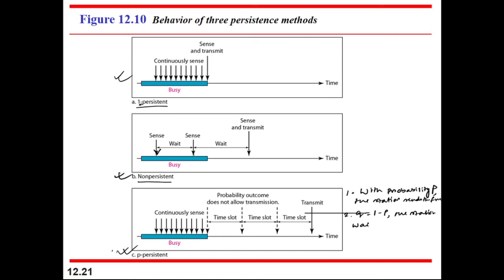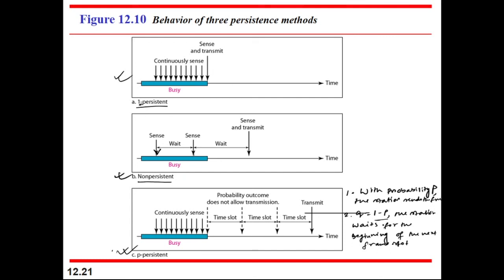waits for the beginning of the next frame slot. The station waits for 1 minus p amount of time. Okay, with probability 1 minus p, the station waits for the beginning of the next frame slot and checks the line again.